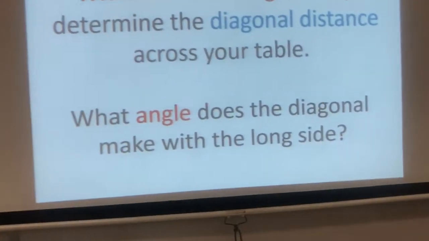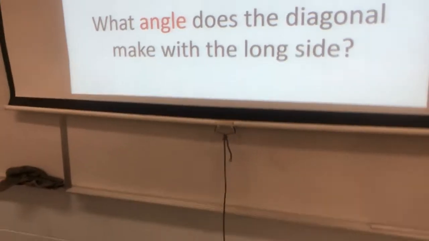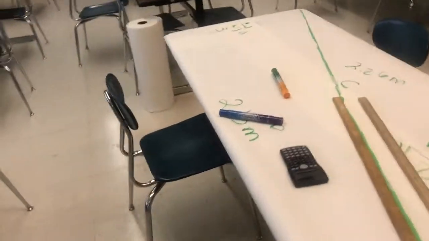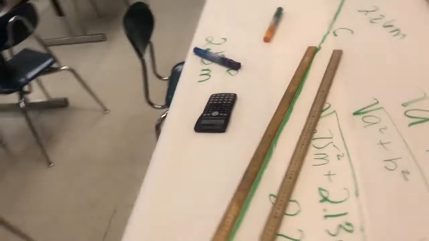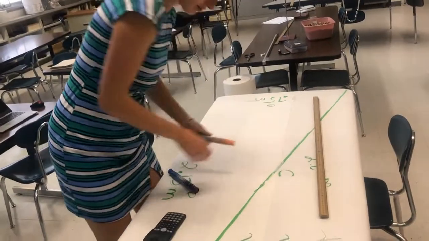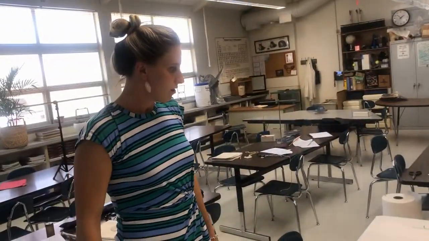What angle does the diagonal make with the long side? How do we do this? Well, we could use one of those trigonometric functions. We sure can. Which one would you like to use? Tangent? Well, I'm gonna use tangent.